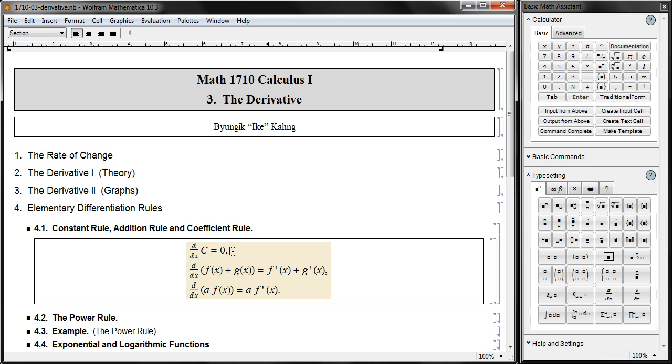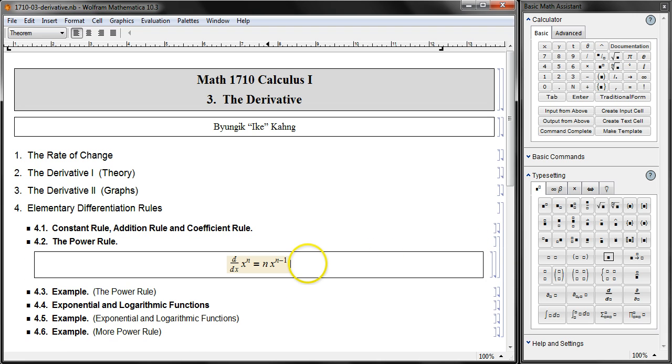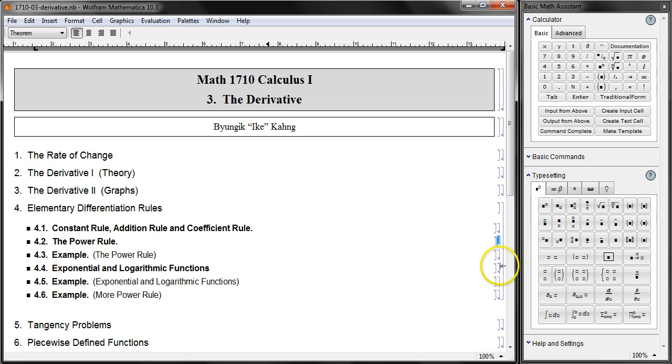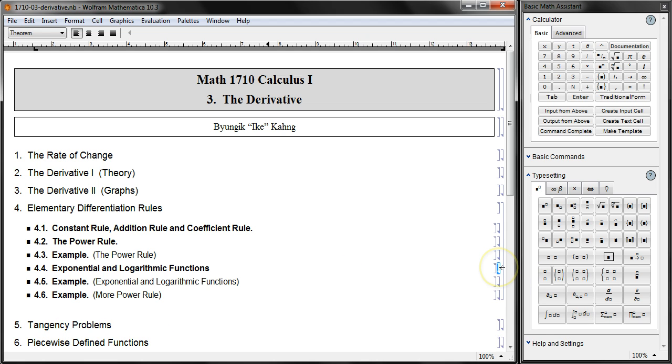Anyway, here we go. The derivative of a constant is 0. The derivative of a sum is the sum of the derivatives, and the coefficient you can multiply either before or after. For the power function, the power comes out as a coefficient and you subtract 1 from the power. And the derivative rules for exponential and logarithmic functions: the natural exponential function stays the same, and the natural logarithmic function becomes 1 over x.